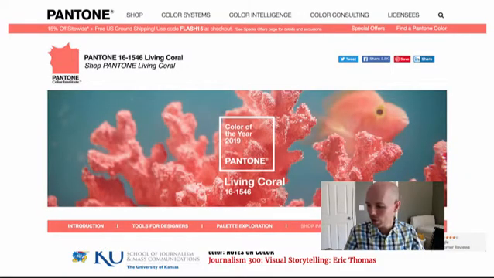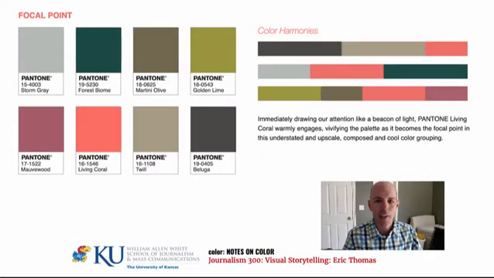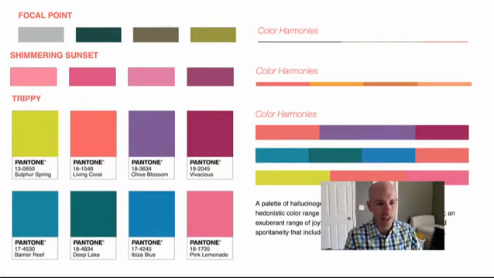It was living coral, and this was following a lot of kind of naturalist design, the idea that we want to preserve this dying ecosystem of the coral reef, right? They tell us exactly how to formulate that color and how to make it happen. They give us some color systems, not just one color system, which they're calling focal point here, but they give us a couple different color systems, right? They give us shimmering sunset, and we can use living coral to make up that part of that color system. They give us trippy, and they show us how living coral can be part of that color system as well, right?